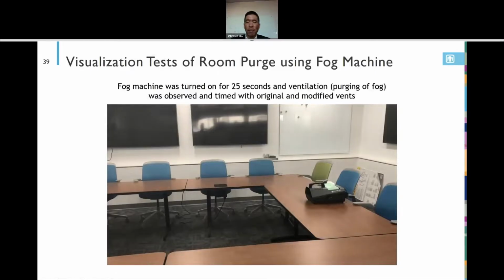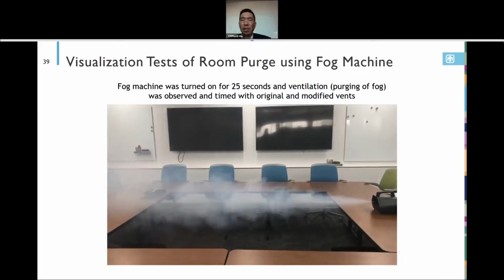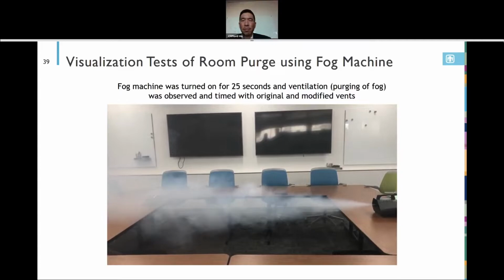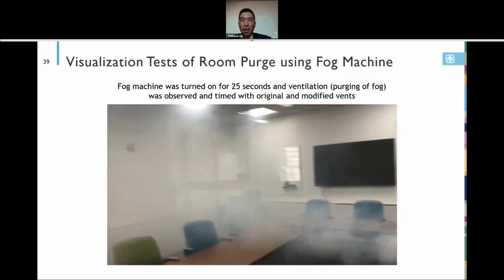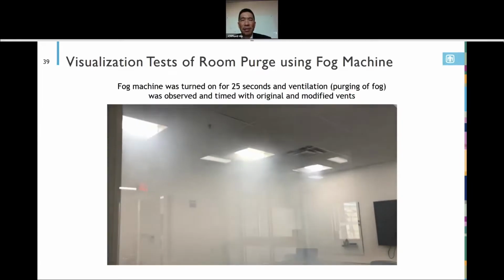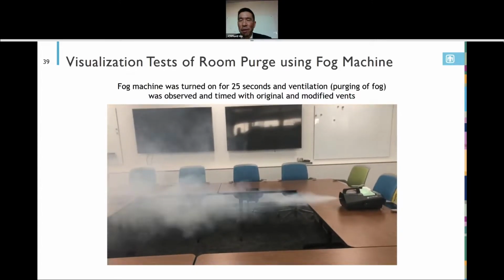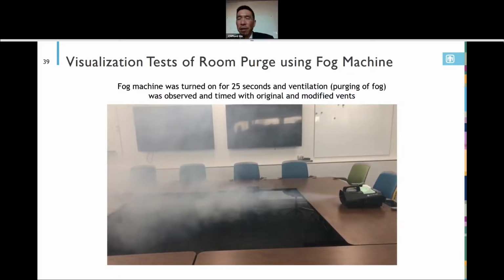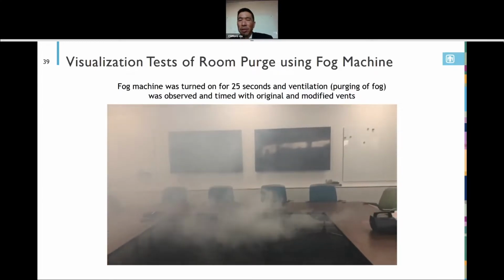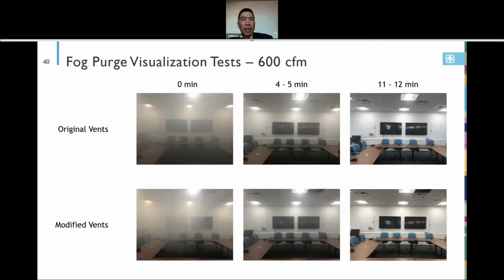So this video shows an example of the fog purge machine we used to look at how long it would take to purge water vapor essentially from the room with the original and modified ventilation. So this shows that with 25 seconds of the fog machine on, it did a pretty good job of pretty much filling the room with fog. Again, we did that for the two different ventilation configurations. We let the ventilation purge itself, and in a semi-quantitative, qualitative fashion, we tried to identify when the room was cleared out with different observers.